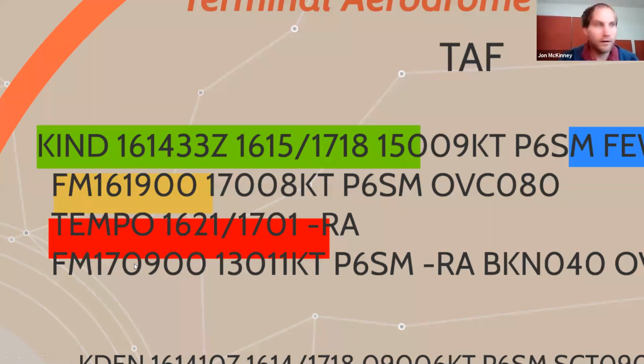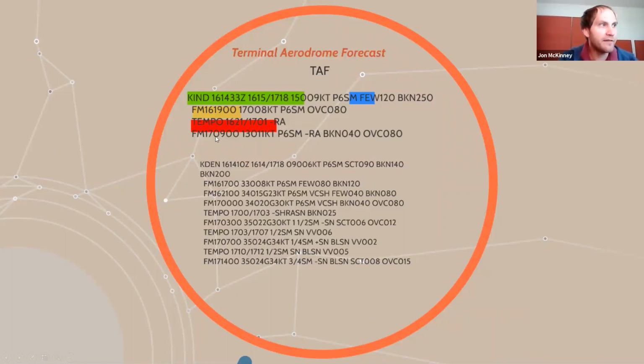Okay, the last is going to be from 9 Zulu on the 17th until the end of the forecast, which is 18 Zulu on the 17th. So that's going to be a 9-hour window. During the 9-hour window from 9 Zulu on the 17th until 18 Zulu on the 17th, these are the conditions we expect to see that are forecasted. 130 true winds, 11 knots. P means greater than 6 statute miles visibility. Light rain, broken 4,000 AGL clouds, overcast 8,000 AGL clouds. So that's the whole TAF forecast here for Indianapolis.